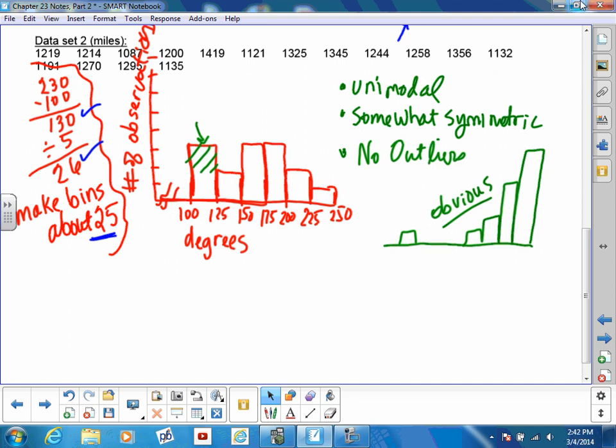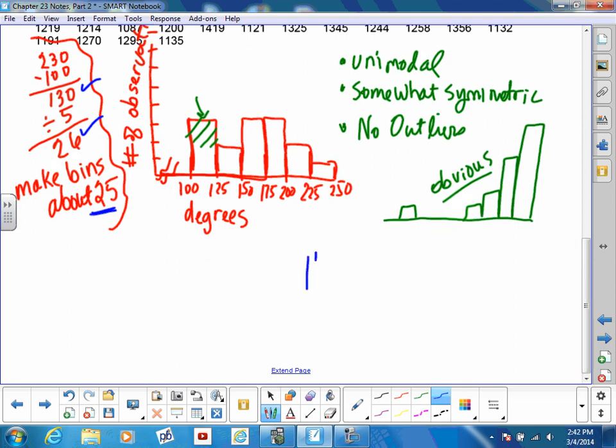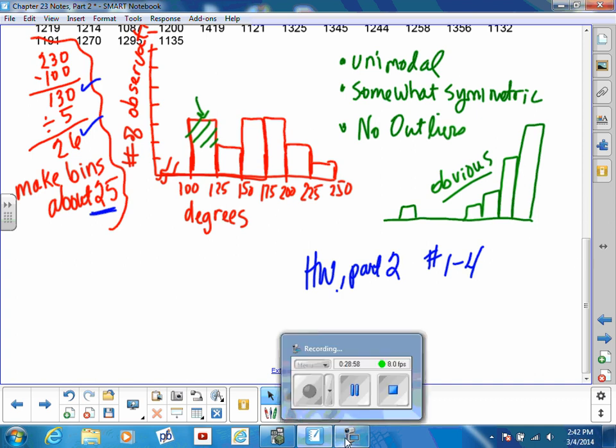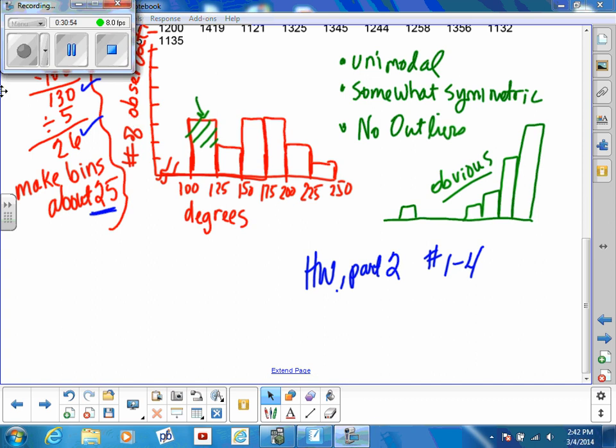Okay, so that's done. So on your homework, on homework part 2, you just do numbers 1 through 4 because the last page we will save for tomorrow. All right, and numbers 3 and 4, by the way, have histograms you need to make.